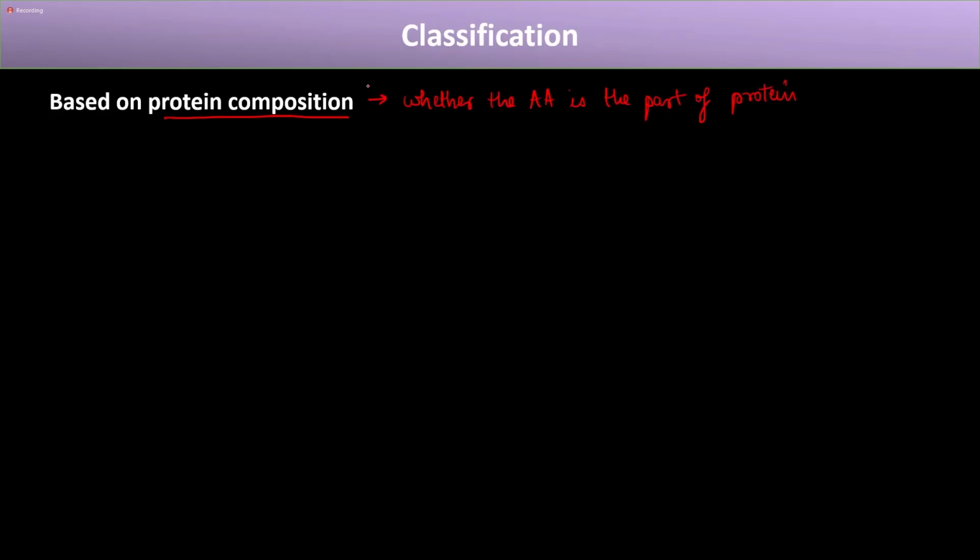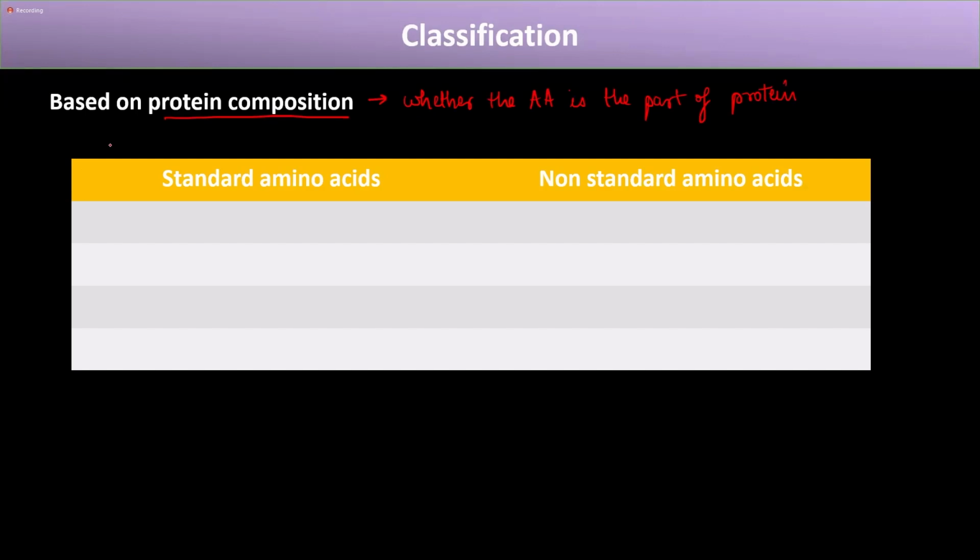based on this, the amino acids are classified into two types. The first is known as standard amino acids, and the second is non-standard amino acids. So what are standard amino acids? These are the amino acids that are part of the proteins. That means proteins are made up of, or are chains of, these amino acids. And non-standard amino acids are not part of proteins.